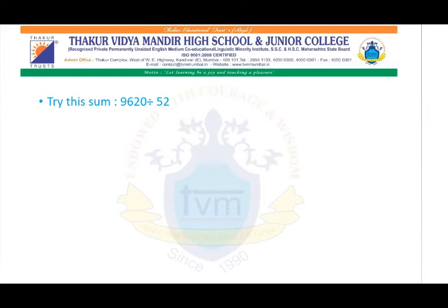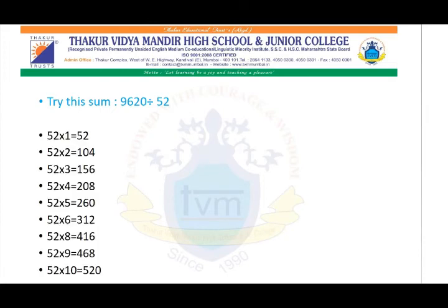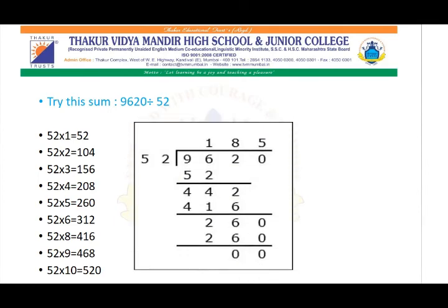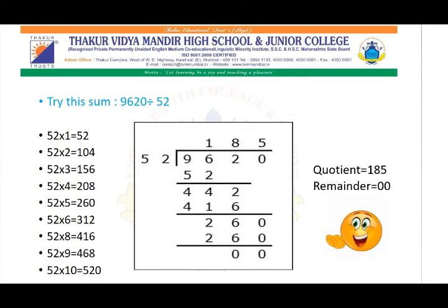So what is the first step? First step, we'll make the table of 52. Good. Has everybody done the table of 52? Yes. And then you start division. You'll get it this way. Answer. First 52 ones are, then 8s, you'll get in the table, and then 5s. And here is your answer, quotient 185, remainder 0. No number is left out. Everybody got the correct answer? Well done, children. Clap for yourself. Good. Now like this you can practice more and more sums.